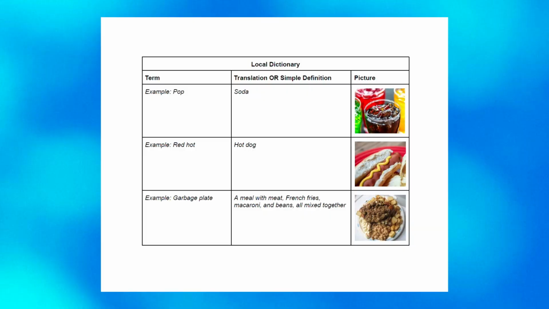In addition to things like miles versus kilometers or 911 versus 112 as an emergency number, there's also local slang and idioms that would be confusing even for a very advanced English speaker. So make a list of those, maybe add a picture, simple definition, a translation if you're able to provide one. Here's an example of one I did with food for my region.